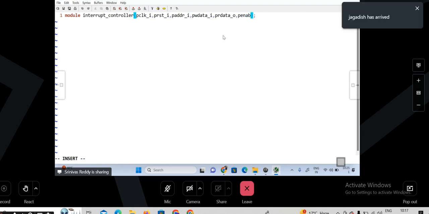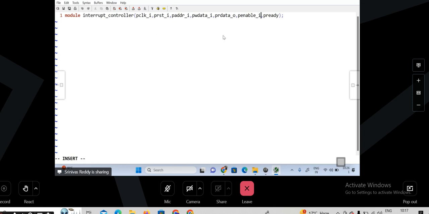Now I'm going to write the output signals. What are the output signals? Interrupt underscore to be serviced. Is it an output or input? Output. This is a comma, this is also a comma, then this is also a comma. Then what do I need to write? Interrupt underscore valid. Is it input or output? Output.